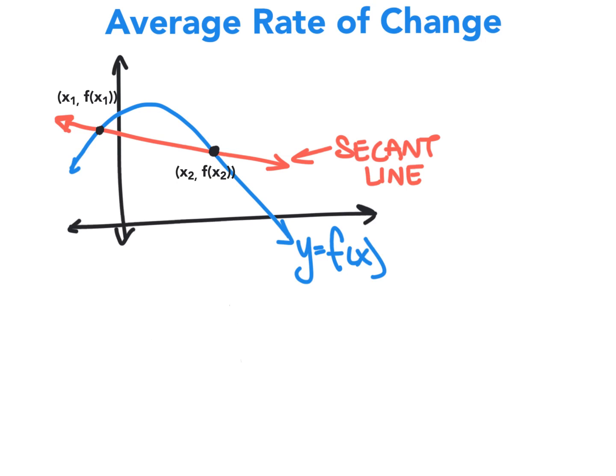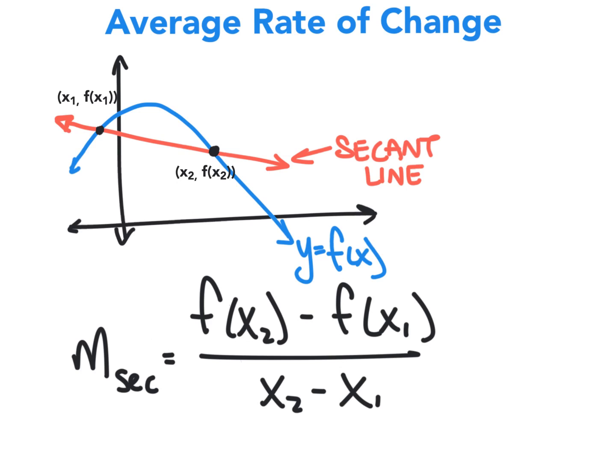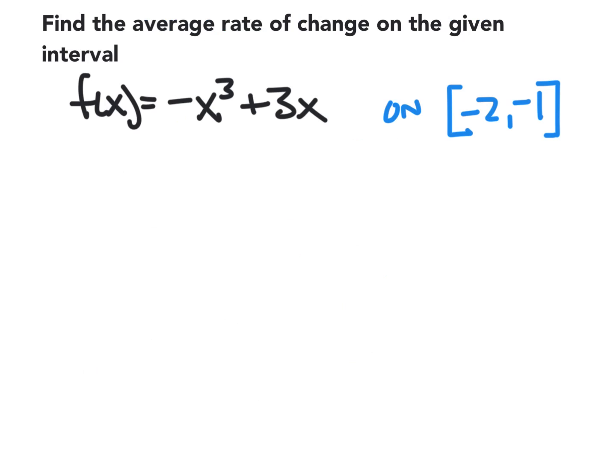So how do we find the slope between those two points? It's the same way you find slope as you always have. The slope of the secant line is f of x2 minus f of x1 over x2 minus x1. This is simply the change in the y values over the change in the x values. So let's give it a try. Find the average rate of change on the given interval for f of x equals -x cubed plus 3x on the interval -2 to -1.